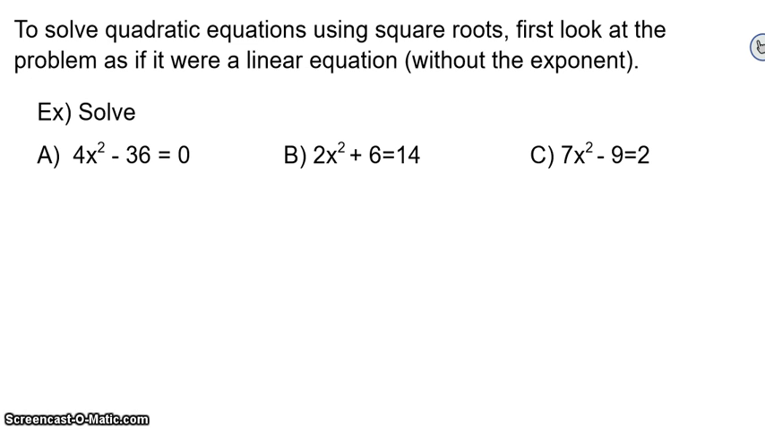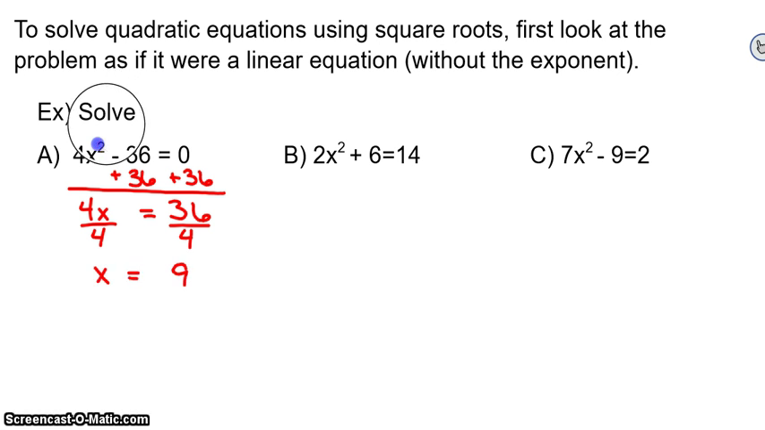To solve quadratic equations using square roots, first look at the problem as if it were a linear equation. Pretend the exponent isn't there. How would you solve that equation? Well, first you would add 36 on both sides. And then you would divide by 4.